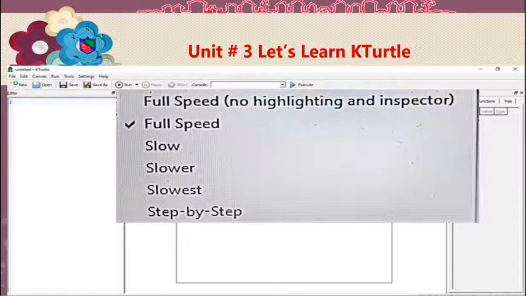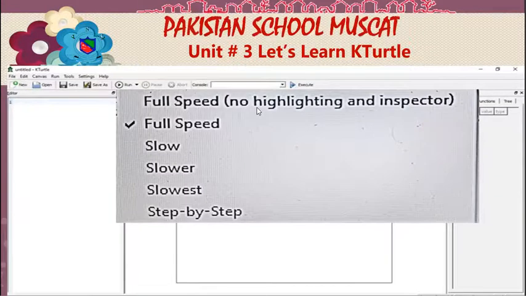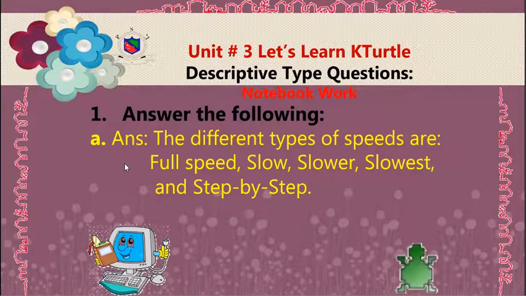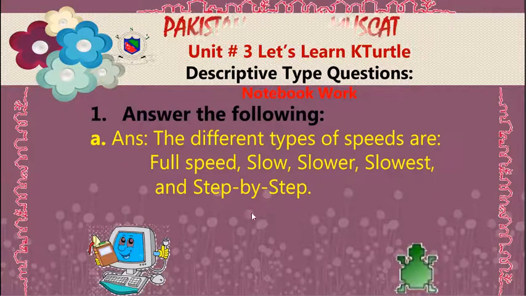Now, we move on for the next one over here. The answer we will be writing will be the different types of speeds are full speed, as we have discussed over there, as we have seen in the picture as well. Slow, slower, slowest, and step by step. Remember, my children, this is a notebook work. Now we move on to the B part question here with us.